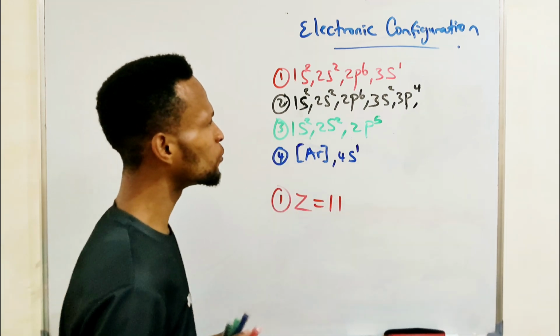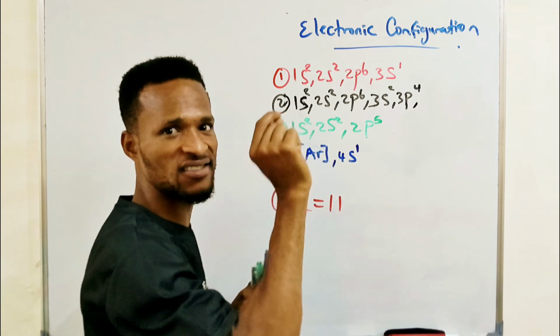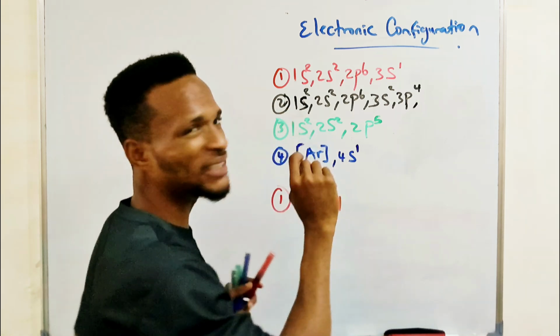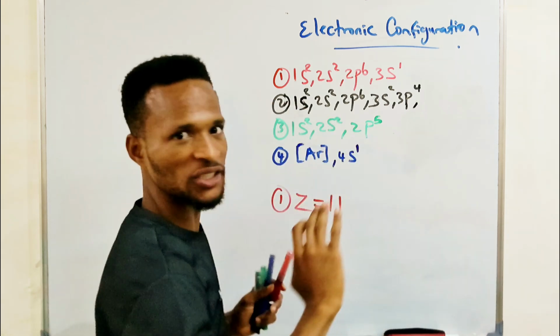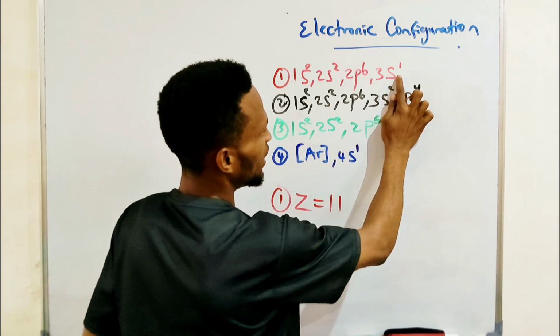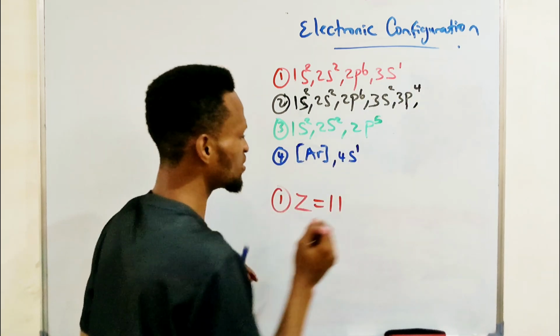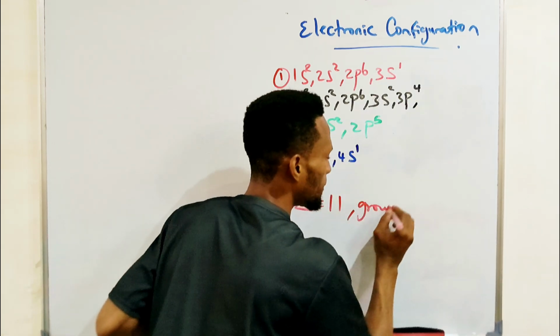How do you know the group? You identify the group by checking the last S orbital downward. So now, the last S is bearing just 1. That means it is in what? Group 1.